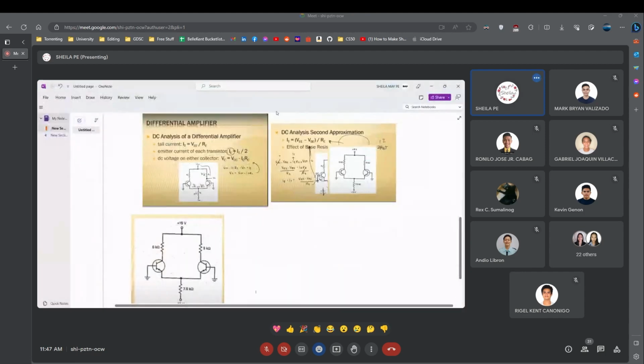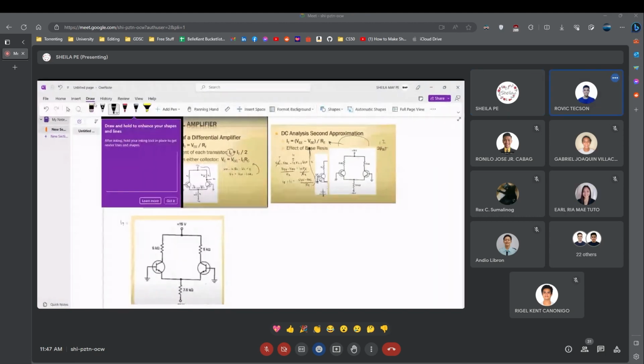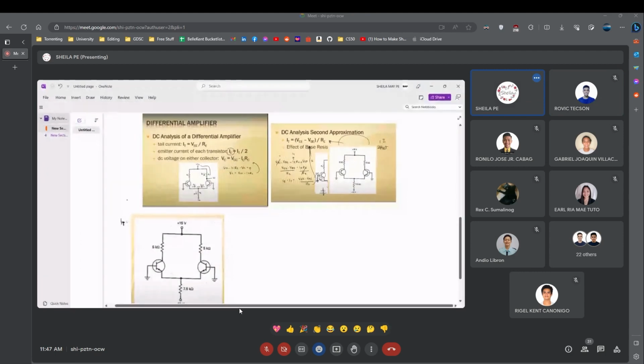What is the value of VEE? 15 volts, Smith. Yes, that's 15. So that's 15 volts divided by our RE, 7.5 kilo ohms. So this is 2 milliamperes.